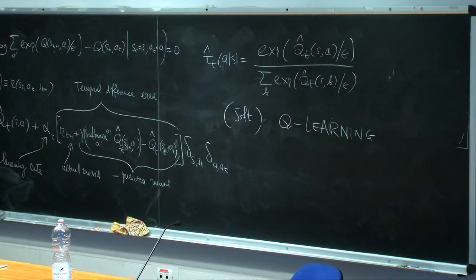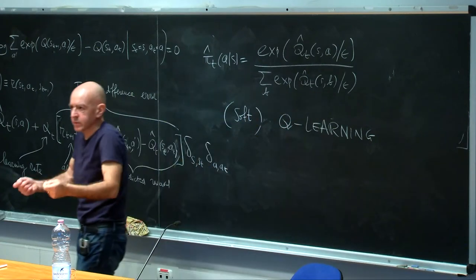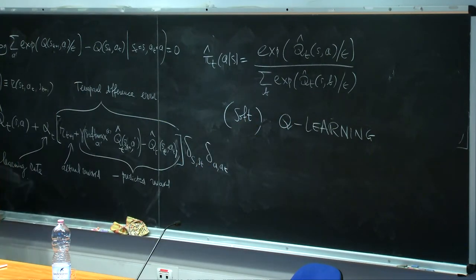Yeah, you can rewrite the same equation for pi_{t+1}, replacing Q_{t+1}. Just shift all times one forward. So I was lazy, I just wrote t.